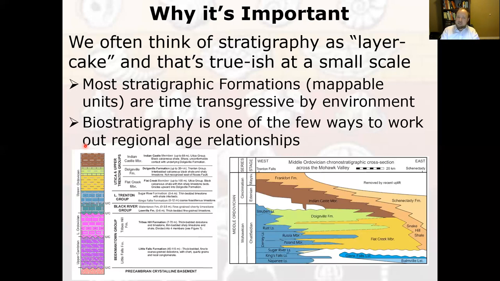So biostratigraphy is very powerful. It's one of the main reasons why you'd want to take this class. Walking out of here, you're probably not going to be identifying things to a species level. You're probably not going to be tasked with identifying a whole bunch of fossils, but you might be tasked with identifying rocks and correlating rocks based on biozones that somebody hands you.